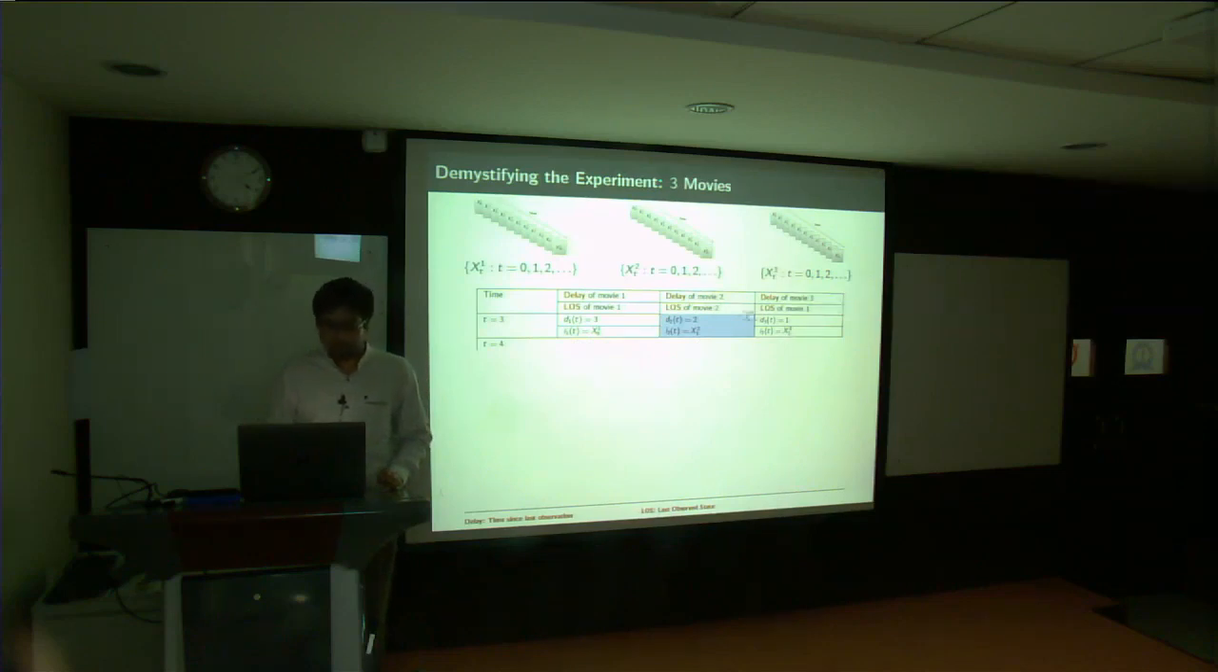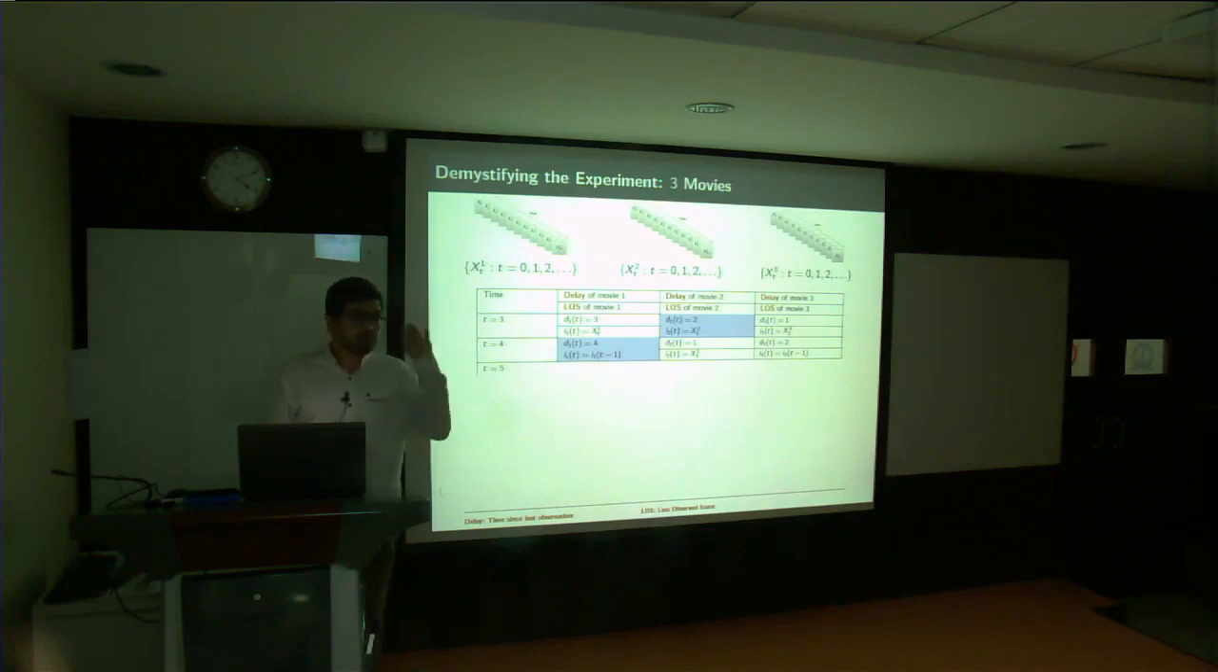Now at time t equal to 3, let's say you chose to look at movie 2. How does this update now? The number of time instants back that you observed movie 1 is now 4, since you observed it only at time t equal to 0. Now you are at time t equal to 4. D2, you just observed it in the previous time instant, so its delay is 1. Movie 3, you observed 2 time instants back.